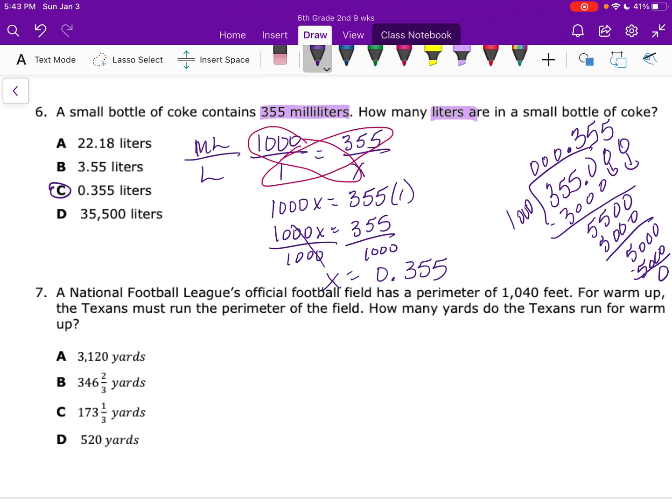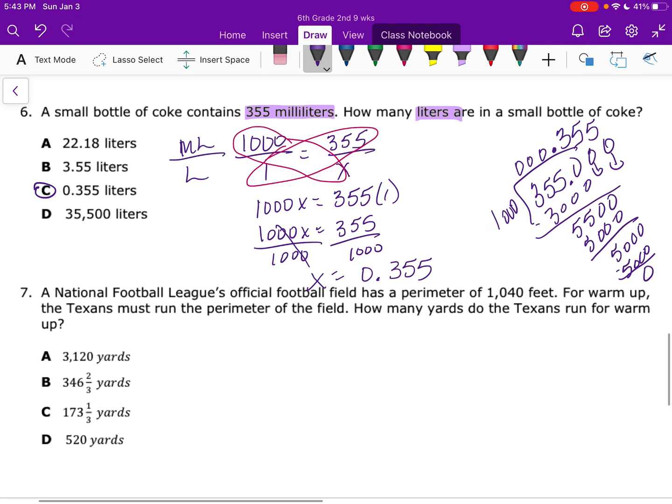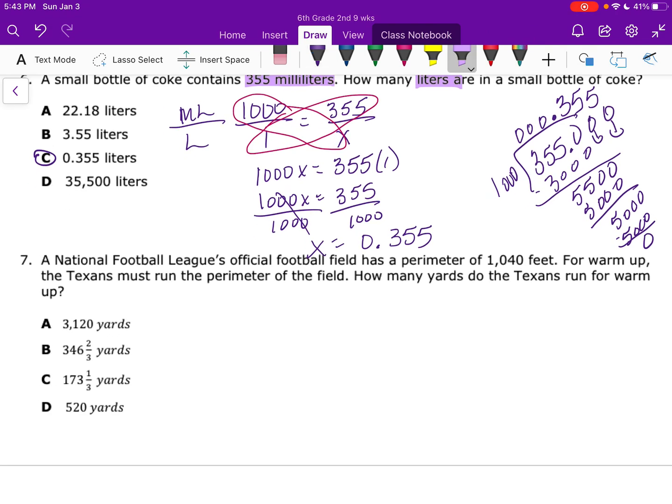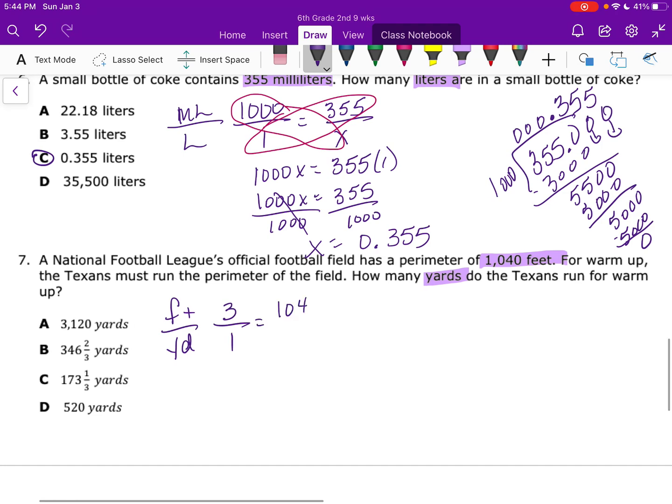All right, go ahead and pause your video and try number 7. Okay, so they're just asking us to change feet to yards. You look on your chart for your conversion. There's 3 feet in 1 yard, equals, there we have 1,040 feet, and I don't know how many yards that is.